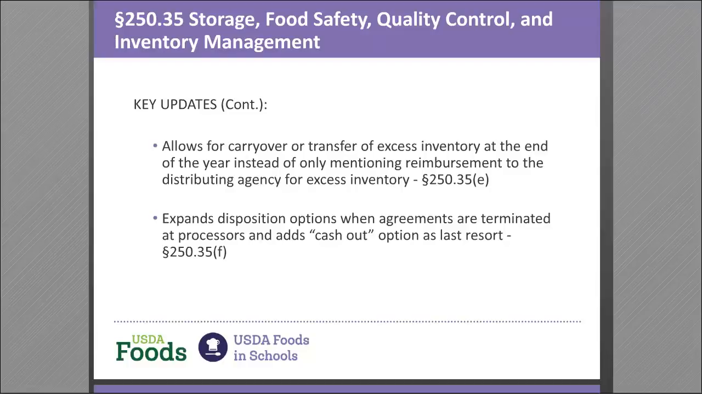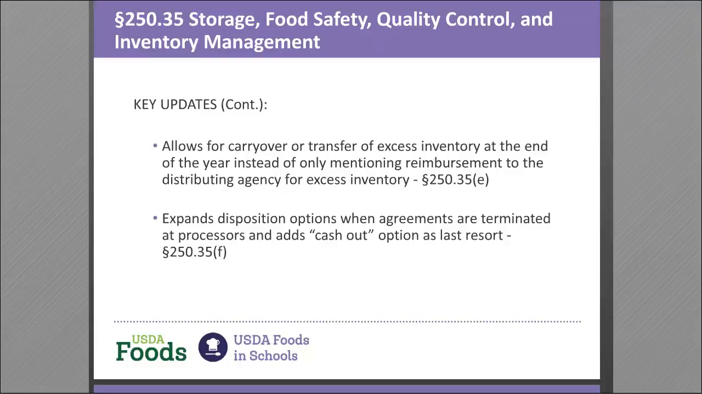Lastly, in 250.35F, we expand the previous options for the disposition of substitutable USDA foods at the termination of an agreement to include all donated foods in accordance with the revised 250.34, which permits the substitution of all USDA foods. We clarify that the disposition of USDA foods may include a return or transfer, i.e., the distributing agency may permit the return or transfer of USDA foods or commercially purchased foods that meet the substitution requirements in 250.34.